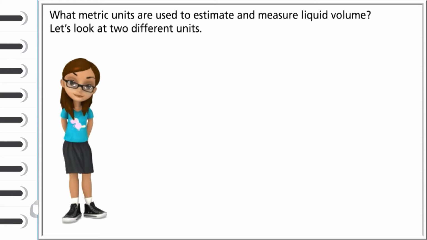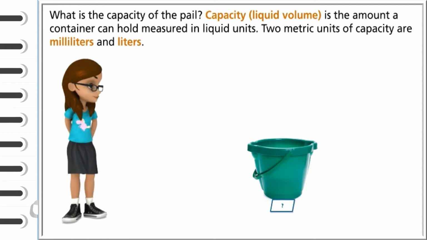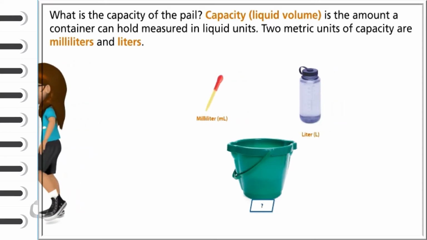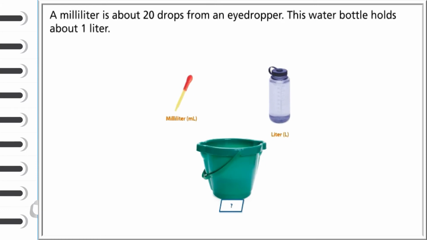What metric units are used to estimate and measure liquid volume? Let's look at two different units. What is the capacity of the pail? Capacity, liquid volume, is the amount a container can hold measured in liquid units. Two metric units of capacity are milliliters and liters. A milliliter is about 20 drops from an eyedropper. This water bottle holds about 1 liter.